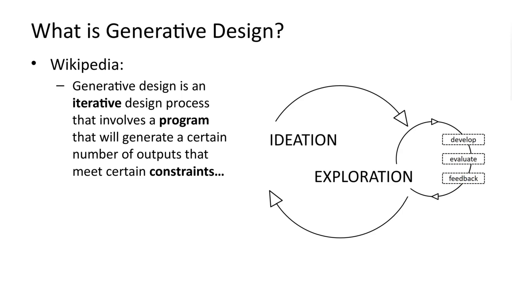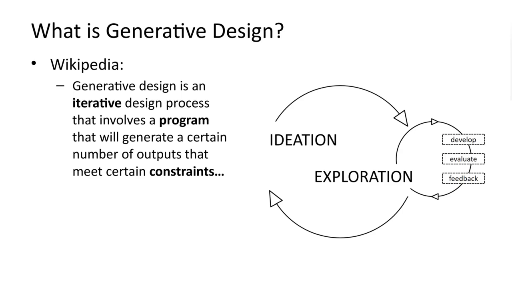The most basic point is that it uses a program to generate outcomes. As we have already seen in the previous course, this program can consist of a set of procedures that generate 3D design models. The Wikipedia definition highlights two other key points. First, the overall process is iterative. This means that the process is typically used to explore many alternative design options.